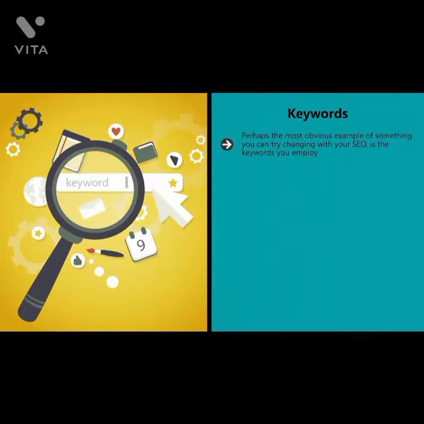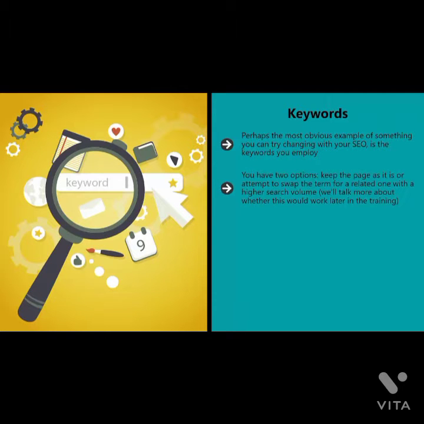Keywords. Perhaps the most obvious example of something you can try changing with your SEO is the keywords you employ. Let's say that you have a few pages that are ranking high for a particular search term, but the problem is that said search term doesn't get a lot of search volume. You have two options. Keep the page as it is or attempt to swap the term for a related one with a higher search volume. We'll talk more about whether this would work later in the training. Before you go ahead and potentially jeopardize a lot of old pages that are working for you, why not run a split test on a few of those pages and see if it has the desired effect?